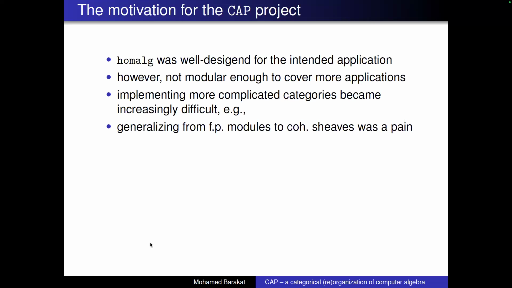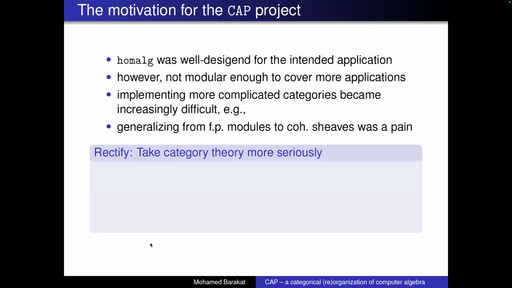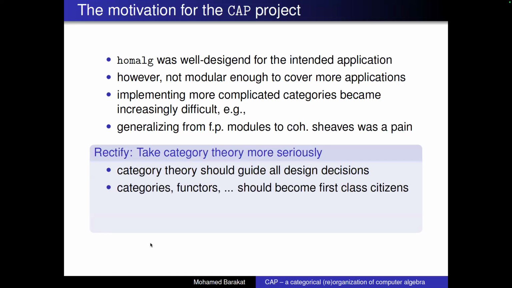But when we really wanted to go on, you saw the exponential growth in the time and the resources you have to implement. And the remedy of this is already known since, I don't know, several decades. It's called category theory. You have even to organize computer algebra using category theory. And what I mean by this is category theory should guide all design decisions in your software. And categories, functors, and so on should not just be meta stuff that you use to organize, but they should become like natural numbers. You should be able to compute with them, right?